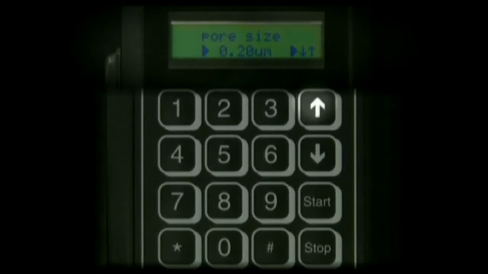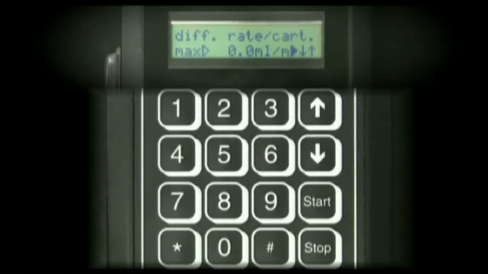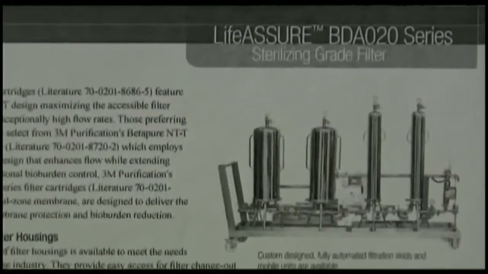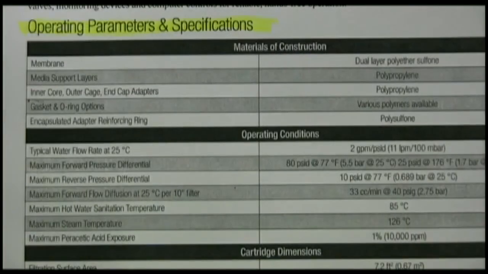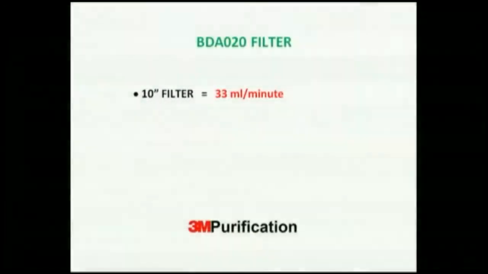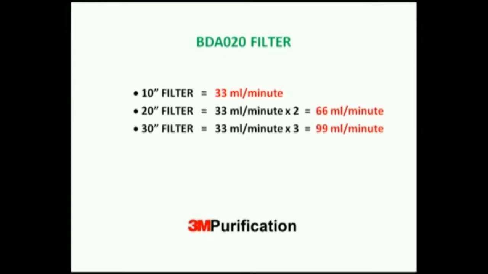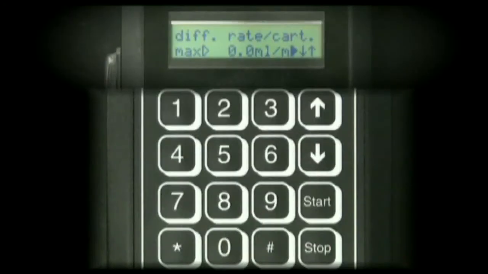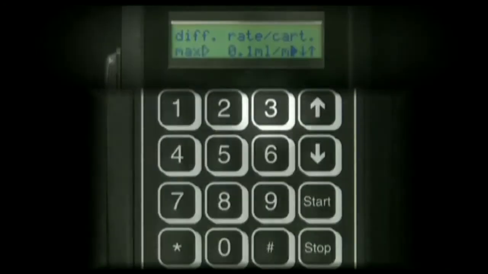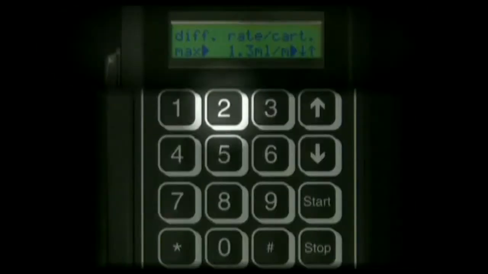This is where the maximum acceptable diffusion rate per cartridge filter must be entered. This information can be obtained from literature sheets for the cartridge filter being tested. Note that the values are expressed per 10-inch cartridge filter. If the filter or filters to be tested are 20 inches, 30 inches, or 40 inches in length, use simple multiplication to determine the maximum allowable diffusion rate. Note that the maximum diffusion rate per cartridge filter entered must be between 1 and 999 milliliters per minute.